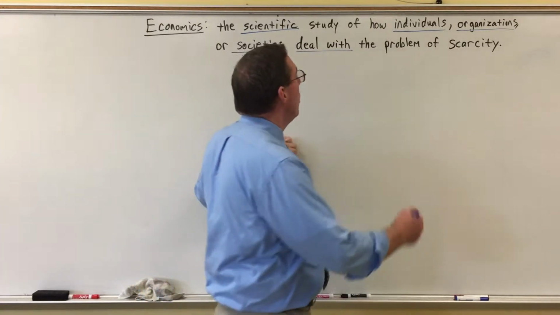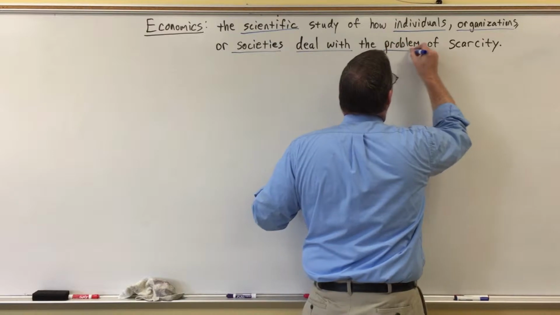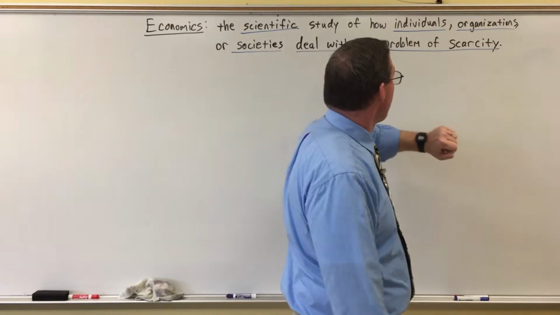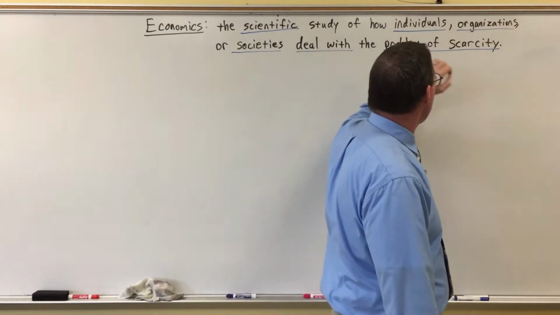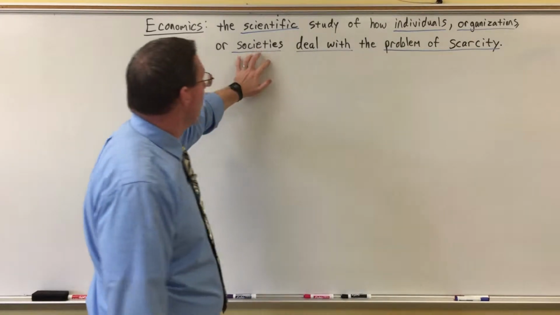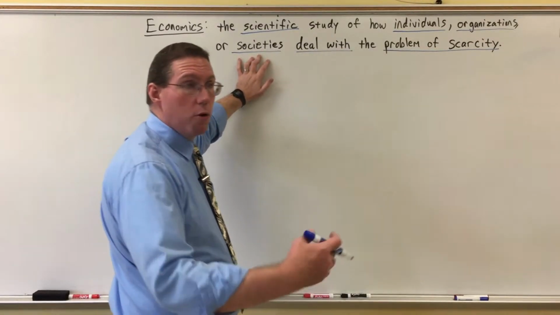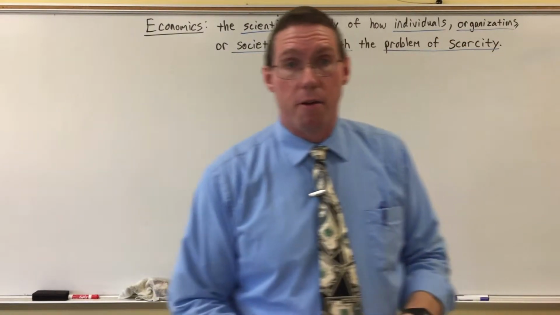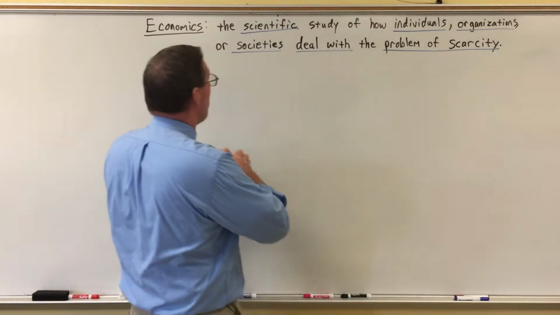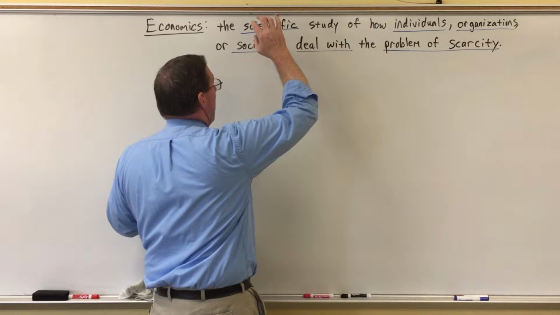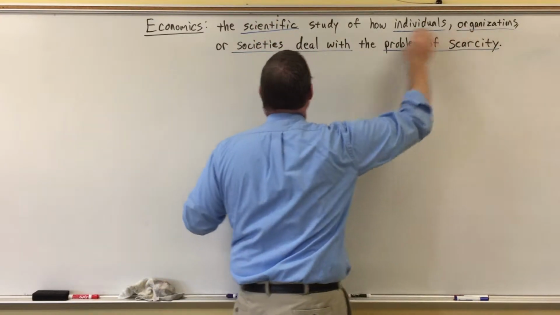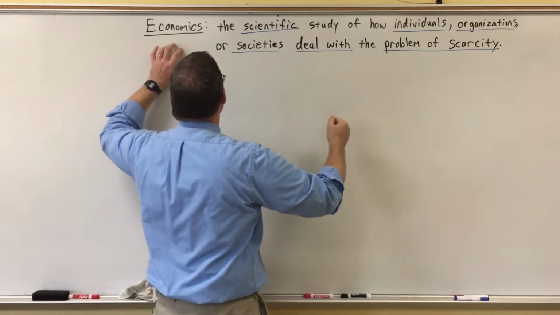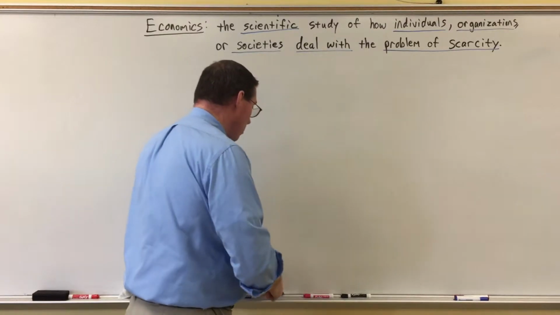A decision about what? Well, a decision about the fact that you are facing the problem of scarcity. You as an individual are facing the problem of scarcity, or an organization is facing the problem of scarcity, or an entire society, a country or a state or a city is facing the problem of scarcity. And like I said, I'm going to define scarcity in just a little bit. Okay, so here are the four things we're going to focus on: economics as scientific, economics as focusing on individuals, organizations, and societies, economics as dealing with decision making, and economics as handling the problem of scarcity.